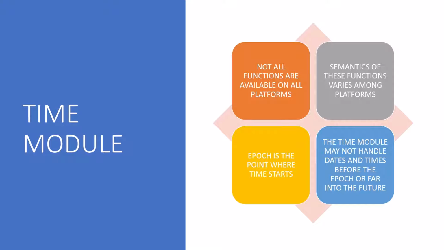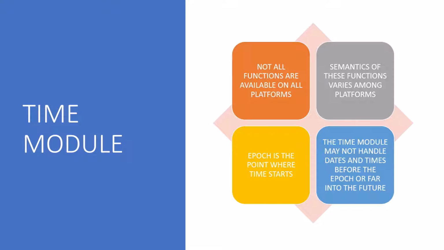Epoch is the point where time starts, and on Unix, the epoch is 1st Jan 1970, that's 70. Windows 10 also has the epoch as 1st January 1970, as we will see shortly. But having said that, there is a method that we can use to determine the epoch of a specific platform, and we'll take a look at that when we go to the Python shell.